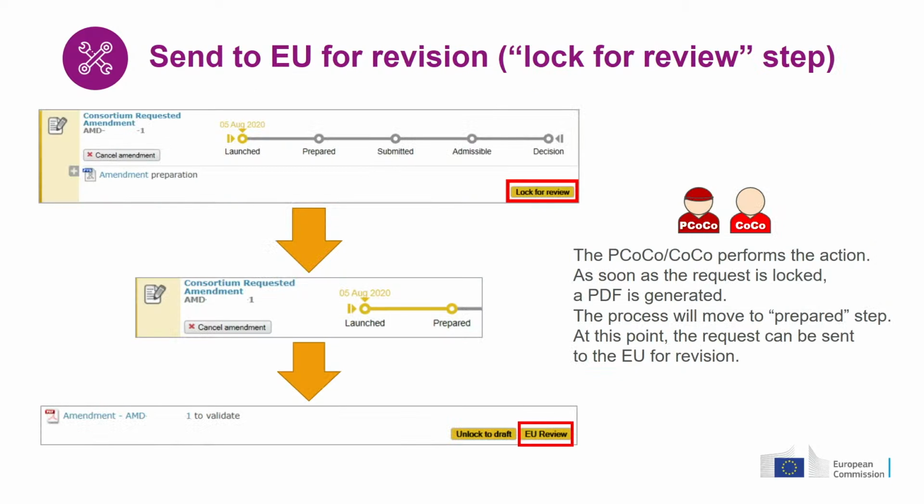Now, how the process moves on after you have finished encoding in the system all the necessary changes. The coordinator clicks on Lock for review. This means that the information and the documents in the system are frozen. No one in the consortium can edit the draft at this point. The process, the metro line, moves to the prepare step, and after the internal revision of your draft, the coordinator can submit this document to the project officer for their initial and informal assessment. Of course, if you spot any mistake or any inconsistency, you can unlock the system and edit your document.